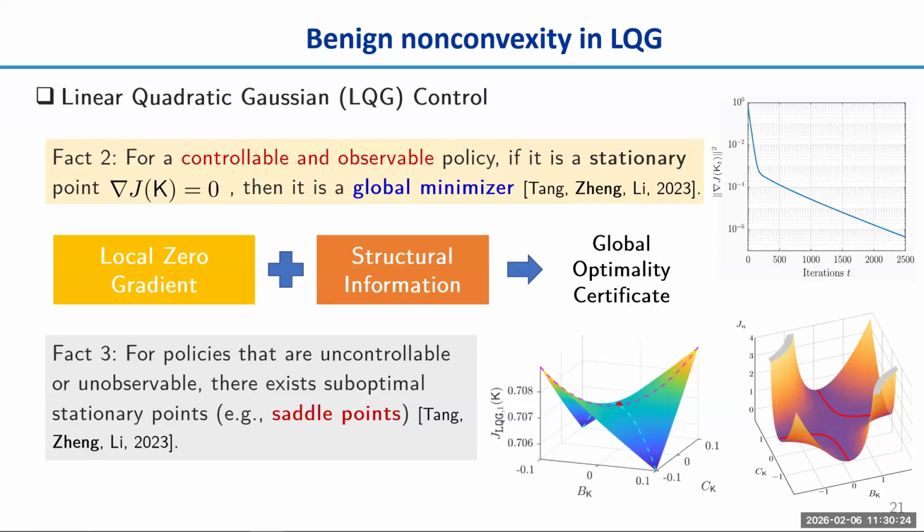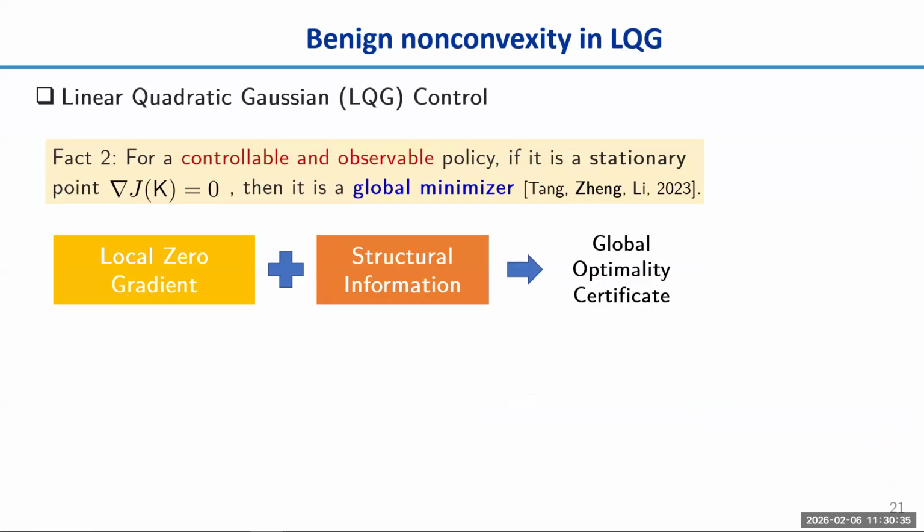What are the conditions for the policy? Again, convexity is not true, unless your policy is very special. Of course. So we have a very special setup, right?